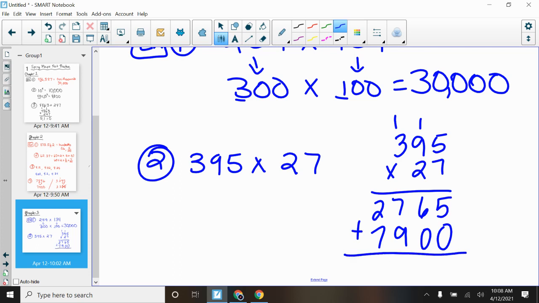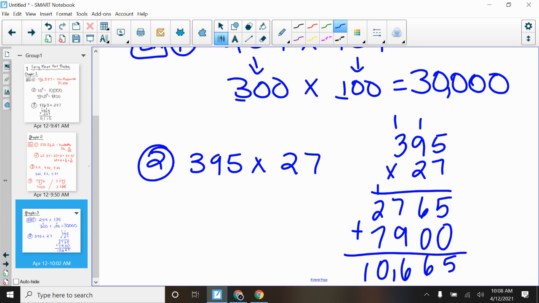So this is where I suggested that if you have difficulty keeping things neat and in order, you could flip your notebook sideways just so that you have the columns. You could use graph paper. I have graph paper back there on the wall if you need it, okay? When you add this stuff up though, you end up with 10,665. Let's go.